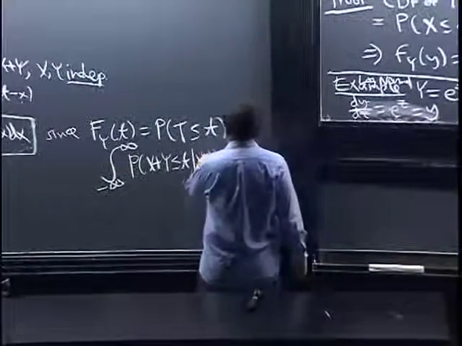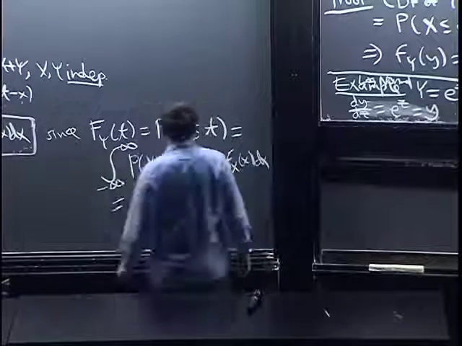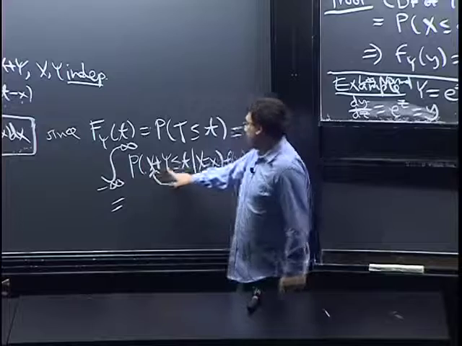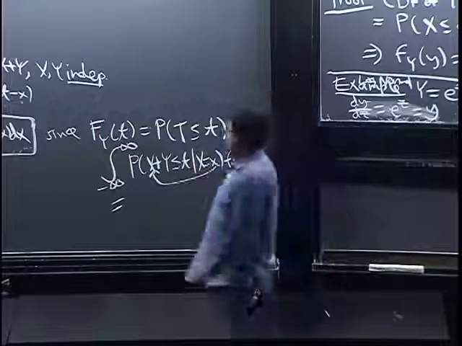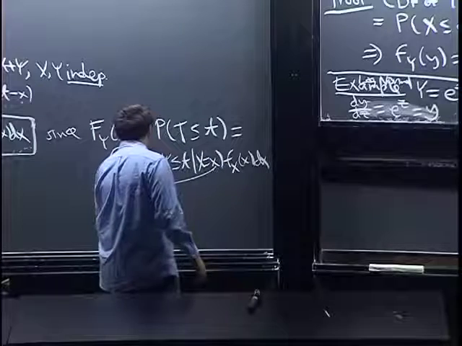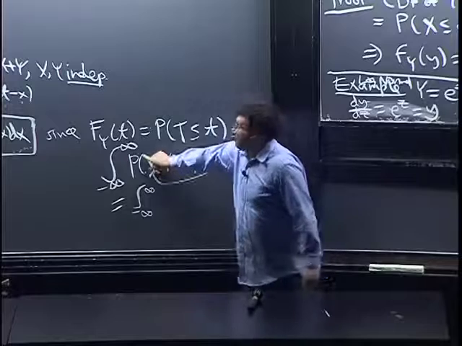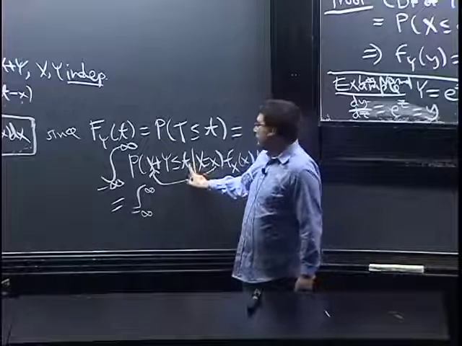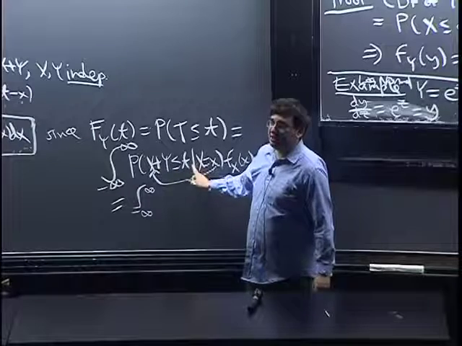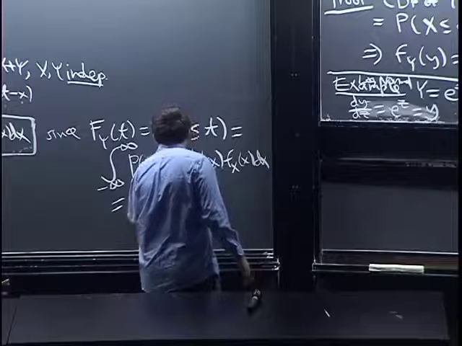Now we plug in big X equals little x. Once we've plugged in big X equals little x, we can drop the condition because X and Y are independent. And so then all we have is the integral of, notice what's left here. Just in your mind, replace big X by little x and move it over to that side of the inequality. So it says Y less than or equal to t minus x. That's just the CDF of Y evaluated at t minus x.